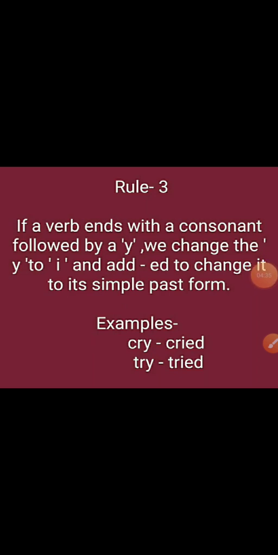So, this is the explanation of lesson 10. You all will do the practice of this lesson.